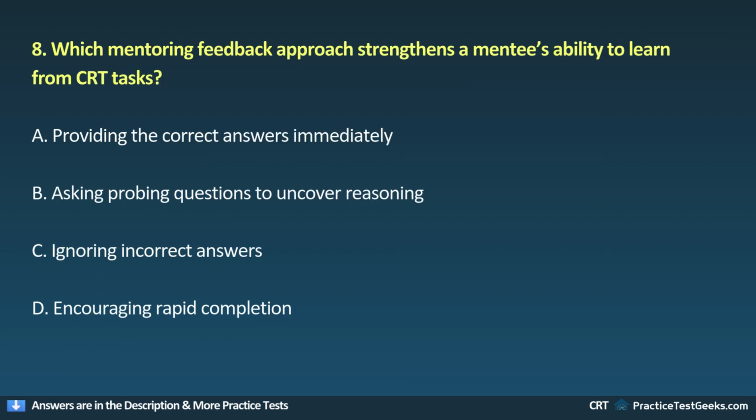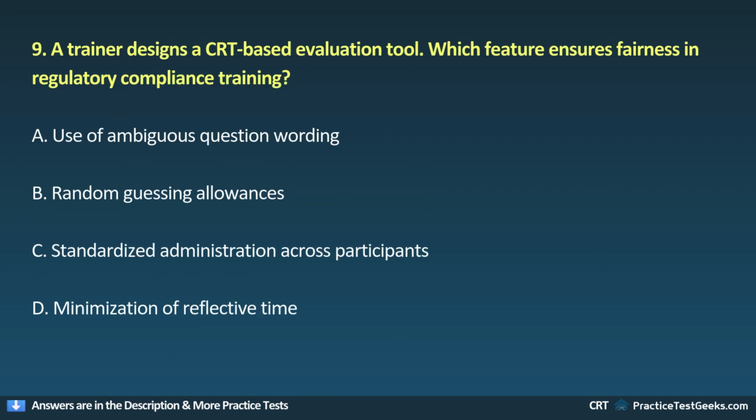8. Which mentoring feedback approach strengthens a mentee's ability to learn from CRT tasks? A. Providing the correct answers immediately. B. Asking probing questions to uncover reasoning. C. Ignoring incorrect answers. D. Encouraging rapid completion.